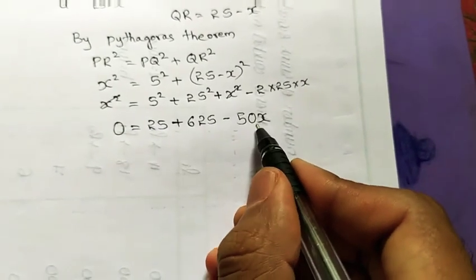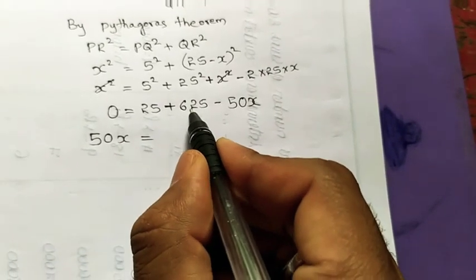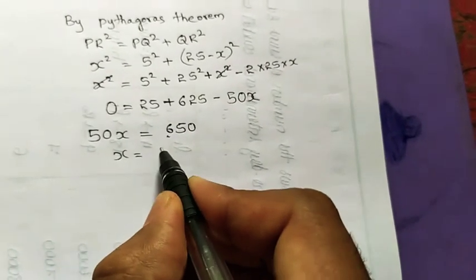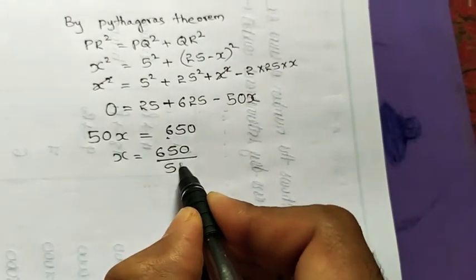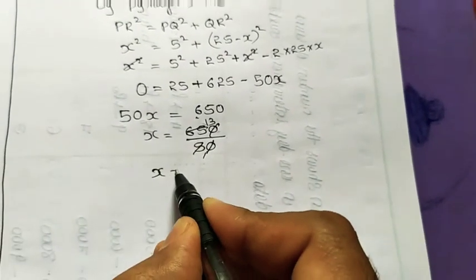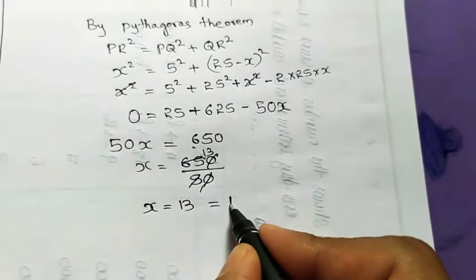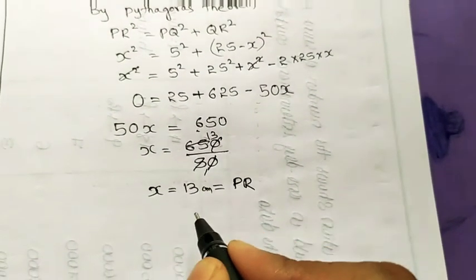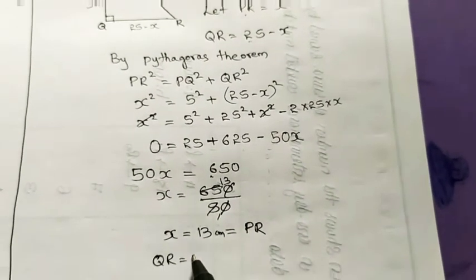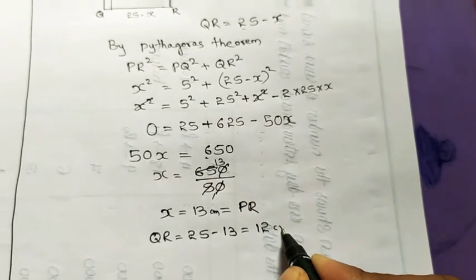Taking minus 50X to the left side, that becomes plus 50X equal to 650. So X equal to 650 divided by 50. The 0 can cancel, 5 ones are 5, 5 thirteens are 65. So X equal to 13. So this is PR, 13 centimeter. Then what about QR? QR equal to 25 minus X, that is 25 minus 13. So here we will get 12 centimeter.